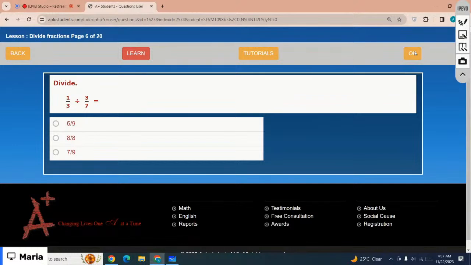1 over 3 divided by 3 over 7, which is the correct option? The correct option is, yes, that is 7 over 9. Option number 4 is the correct option.